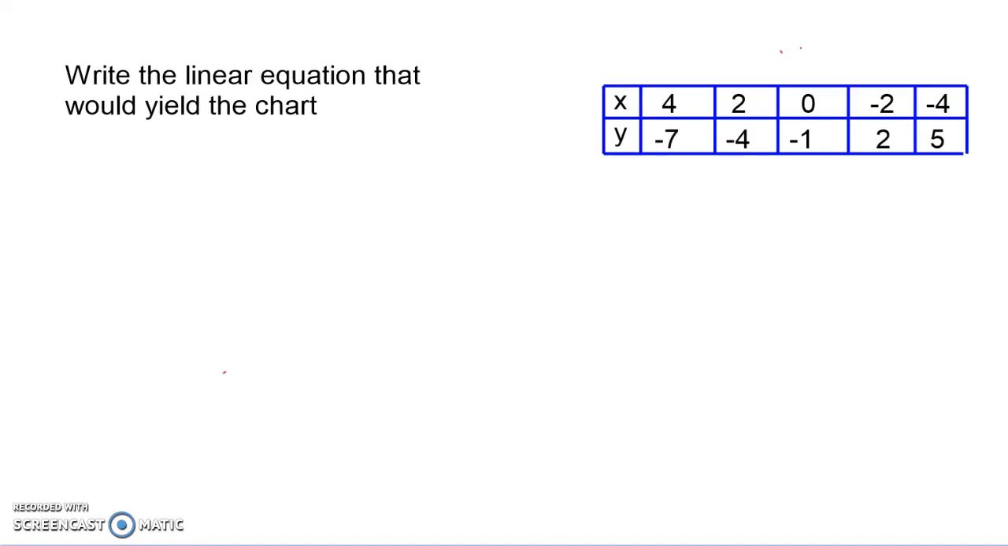Okie dokie, this is the third and final video on writing linear equations in slope-intercept form. In this case, we have a chart. Write the linear equation that would yield the chart. We have some x's and y's, and from those we have points.